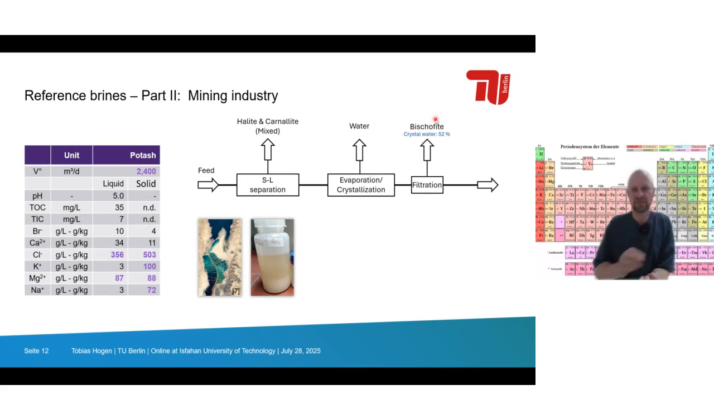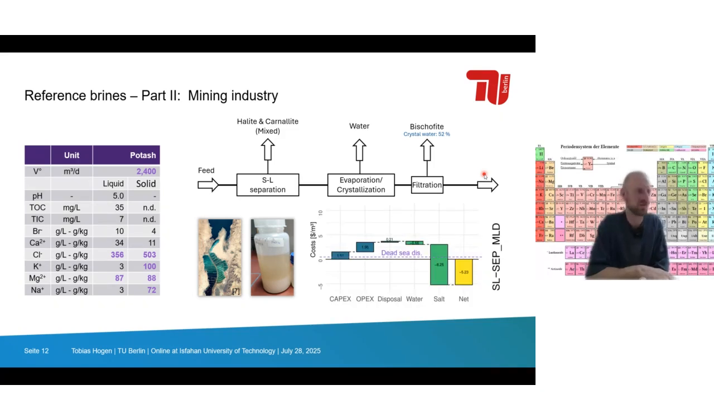Like here in this example, bischofite is magnesium chloride, I think the hexahydrate. This also takes with it a lot of crystal water. This was our project proposal, or process proposal.